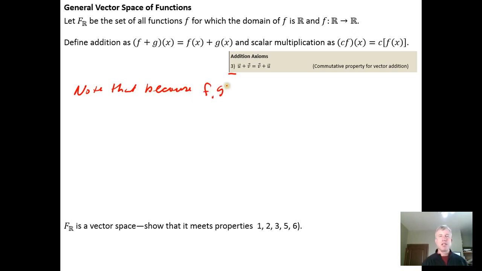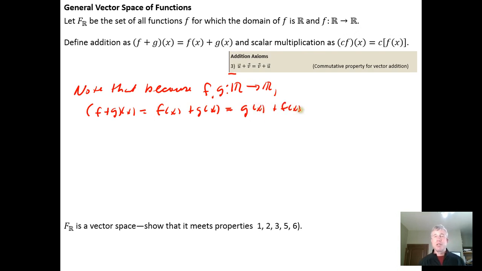f and g map real numbers to real numbers, so the outputs are real numbers, then here's what we can say. We can say f plus g of x is just the sum of the two functions, f of x plus g of x. But because the functions output real numbers and real number addition is commutative, we know that we can reverse the order of this addition and still get the same real number output, but this is the same as doing g plus f of x. So the commutative property holds.